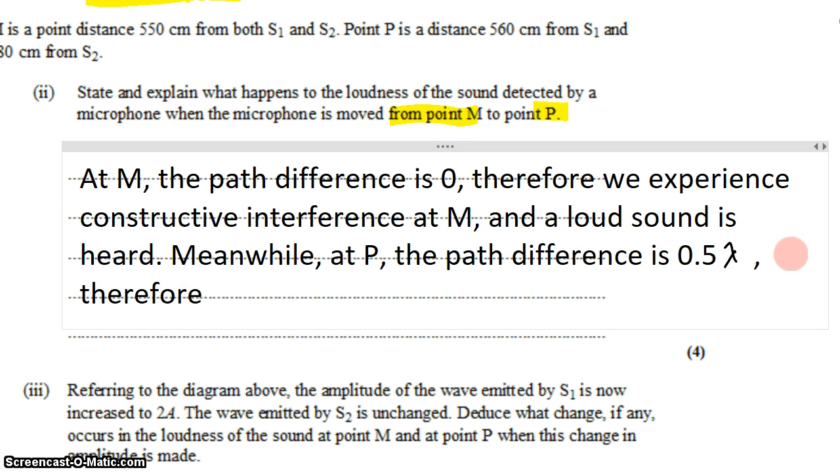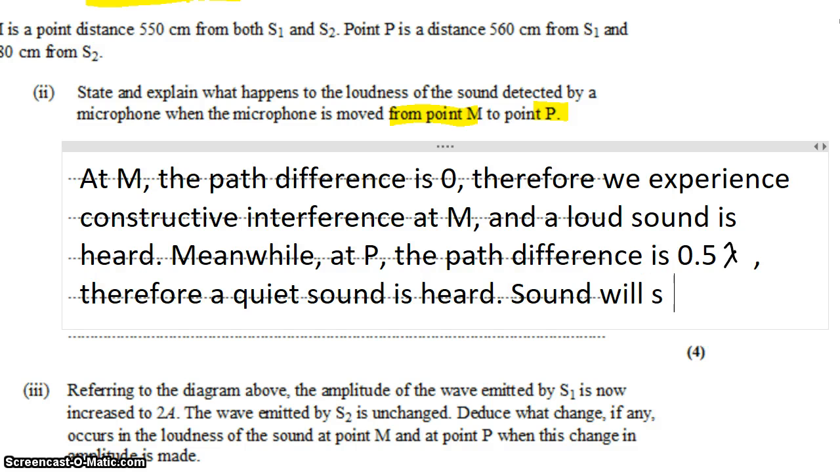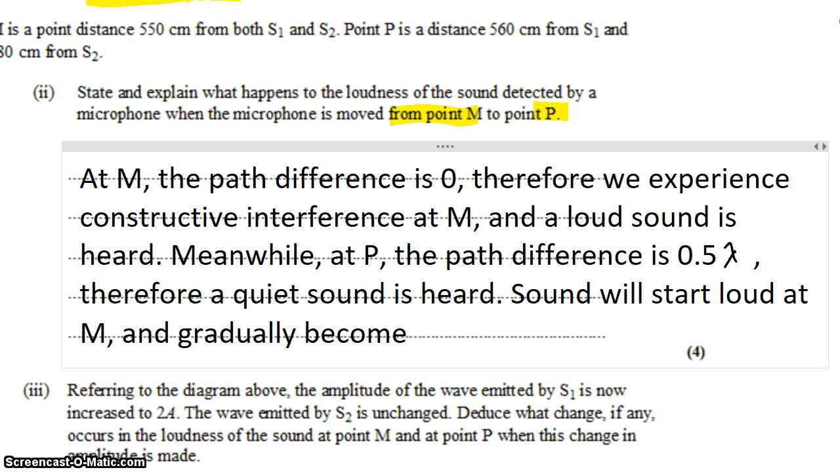Therefore, a quiet sound is heard. So finally, we can conclude that the sound will start loud at M and gradually become quieter at P.